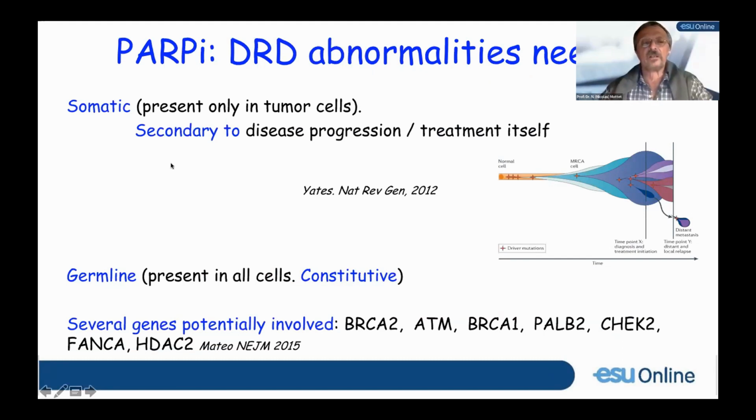Completely different is the germline testing, the germline pathway, where the cells are constitutively modified. That means that your children, your brother, your uncles might or might not have these abnormalities. There are several genes that are potentially involved. BRCA for sure, ATM for sure, but you have here a list of some of them, and the list is much longer than that. And you will see why I insist on that.